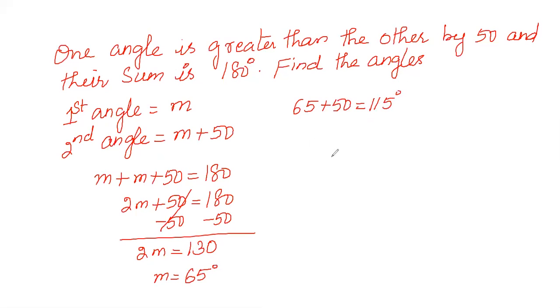Now how to cross check? You have one angle as 65, and the other angle is 115. When you add them, it should be equal to 180, and that is equal to 180. So your answer is correct.